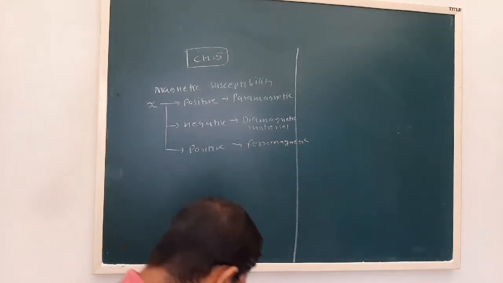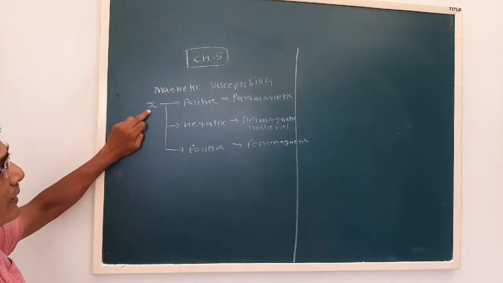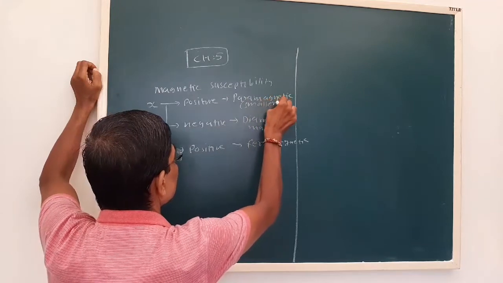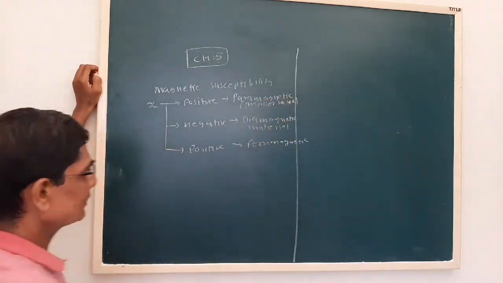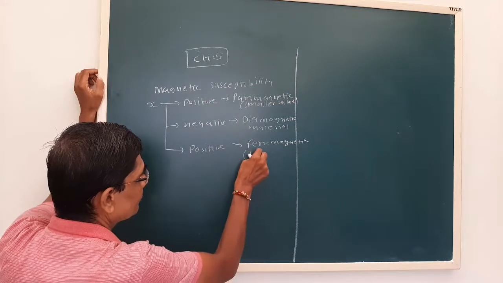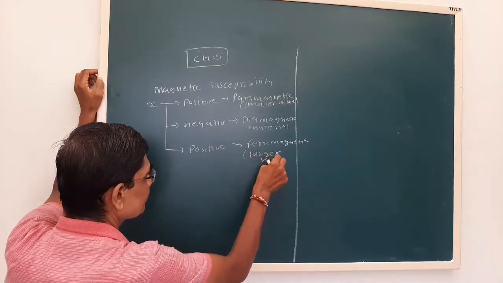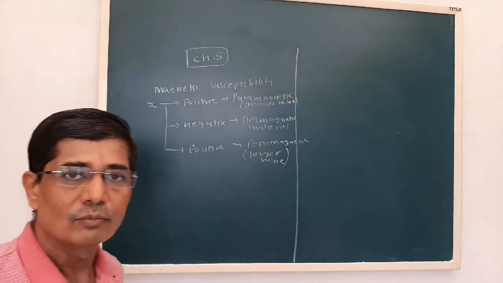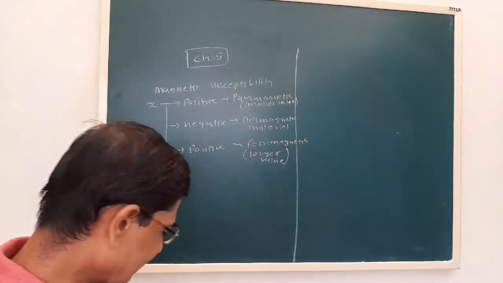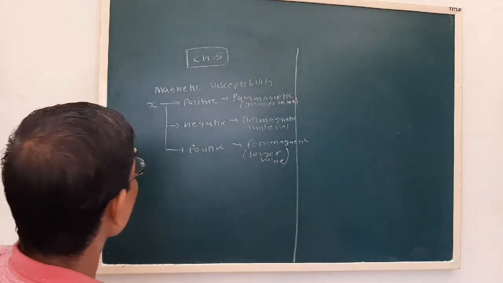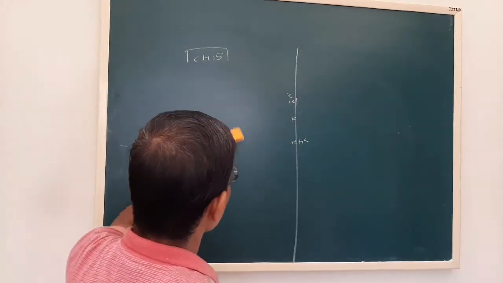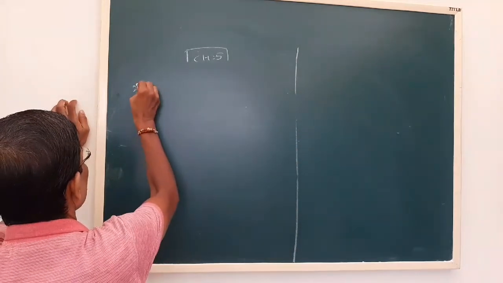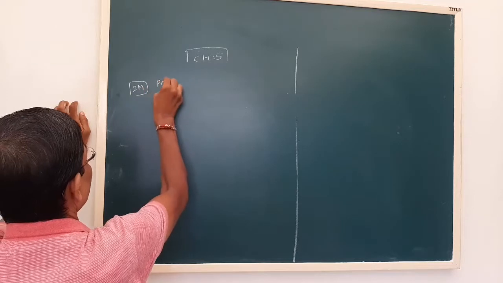What will be the difference? For the paramagnetic material, chi will be positive but smaller value, whereas for ferromagnetic material it will be larger value. We'll discuss more regarding this in the subsequent topic. Now we start with the paramagnetic material. This can be asked in a 2-mark question: write a short note on paramagnetic material.